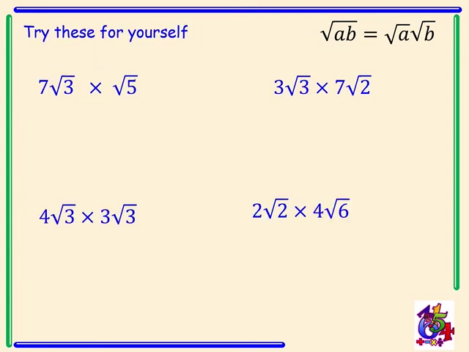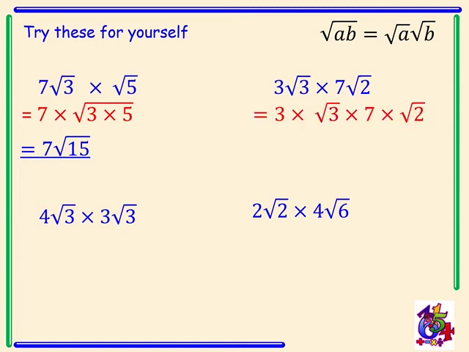Now try these examples for yourself. Please pause the video. And the first example here, 7 root 3 times root 5 can be rewritten as 7 times root 3 times root 5, which is 7 root 15. And the next example, rewrite that as 3 times root 3 times 7 times root 2. So combining the whole numbers together, 3 7s are 21, and root 3 times root 2 is root 6. So the final answer is 21 root 6.